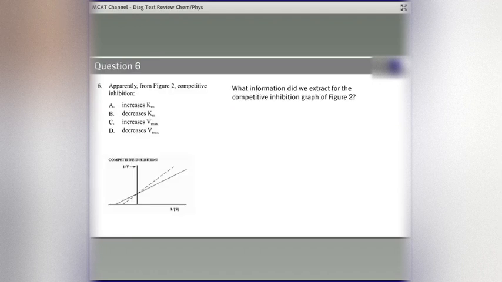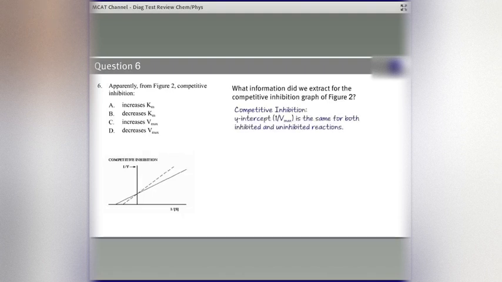Okay, so now let's take a look at the actual questions that were asked. Now in this question, apparently from where? Oh, it tells us where to look, figure 2. And it's asking what's happening with competitive inhibition. Now, we got some important information out of this, didn't we? We figured out that for competitive inhibition, the y-intercept is the same, but the slope increased. If the y-intercept is the same, what is it? It's 1 over V max.